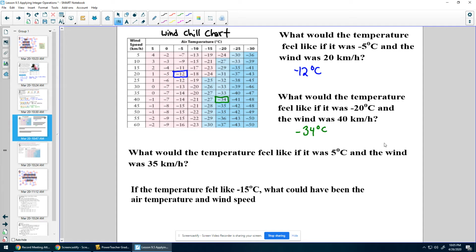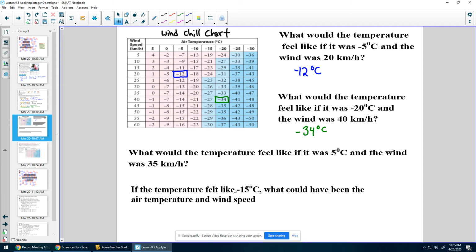All right, I want you to do this next one. What would the temperature feel like if it was 5 degrees Celsius and the wind was 35 kilometers an hour? Pause the video, give this one a go using the chart, and actually give the next one a go too.